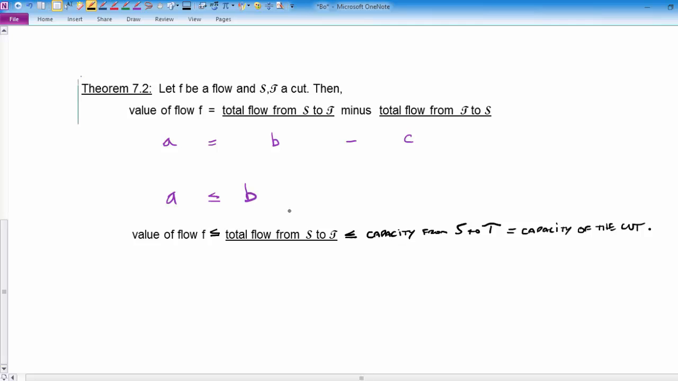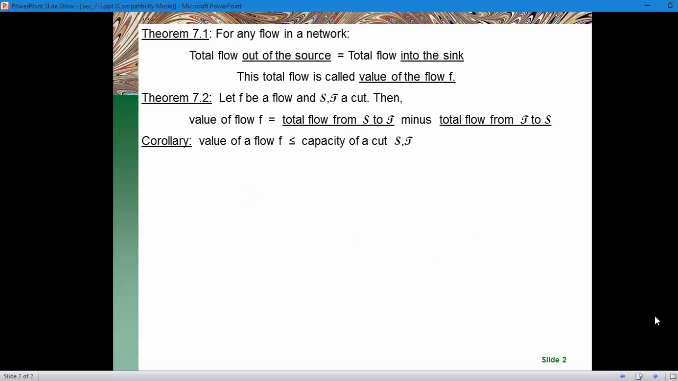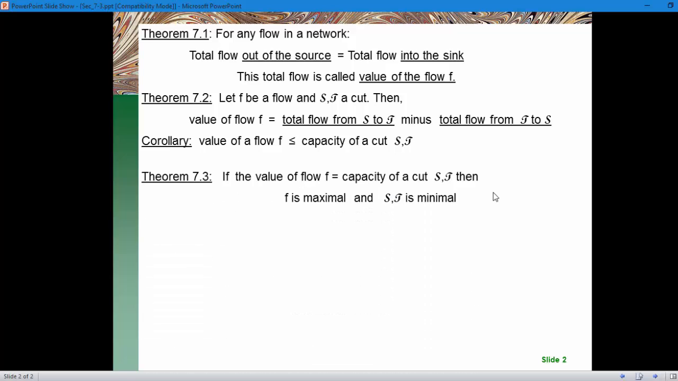And that's what the corollary is saying, that the value of a flow F is less than or equal to the capacity of a cut. Next, we have theorem 7.3. It says that if the value of flow F is equal to the capacity of the cut, that implies that the flow is maximal and the cut is minimum.